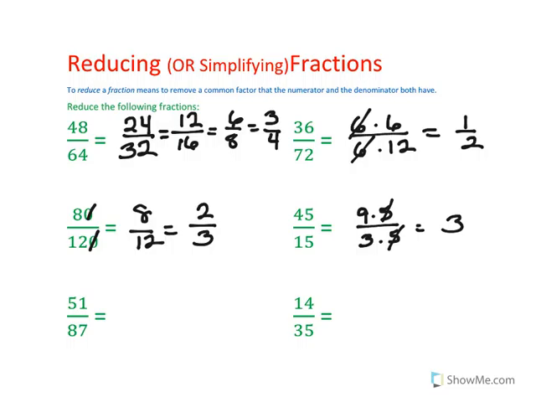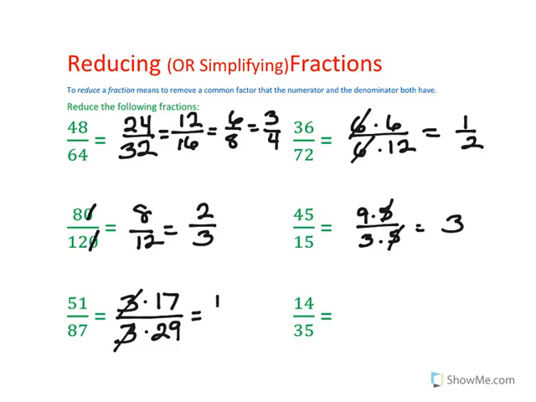It doesn't tell you how many times. You just know that it goes in. So you'd have to do out the division. But it goes in 17 times. Same thing with 87. You might think that's prime. But if you add 8 and 7, you get 15. 3 goes into 15, so 3 will go into 87. And it will actually go in 29 times.